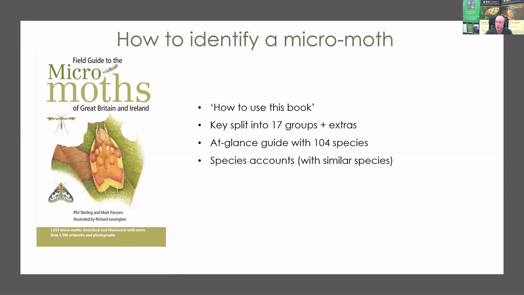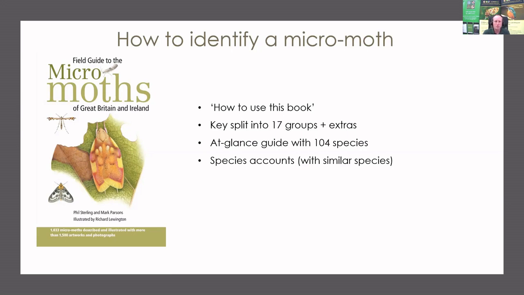It covers 1,033 species, I think it is. So it's a good 2/3 of the microfauna, but it does have the caveat that there are families that aren't covered in this book. So if it's in there, fantastic, you can get somewhere close. If the family is completely covered in that book, then great.